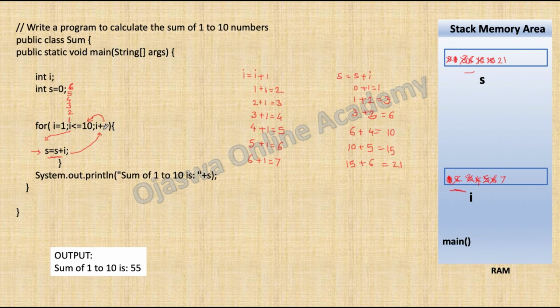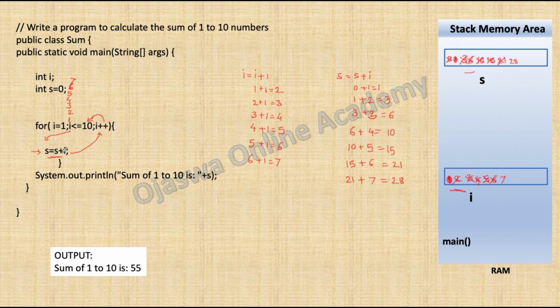After the increment statement is executed, control goes to the condition and I less than 10 is checked. Value of I is 7. 7 less than 10, condition is true. Control comes inside and s equal to s plus I is executed. Value of s is 21 plus value of I is 7, which is equal to 28. So the updated value of s is 28. 21 is replaced with 28.